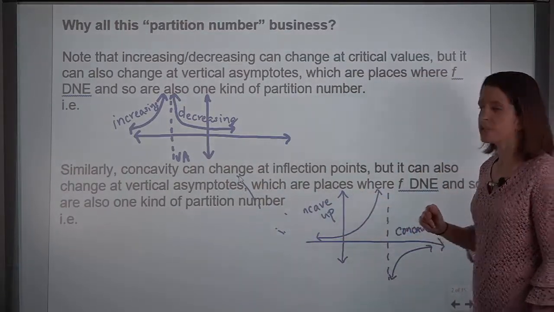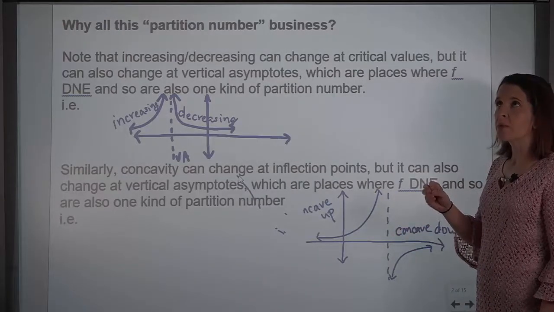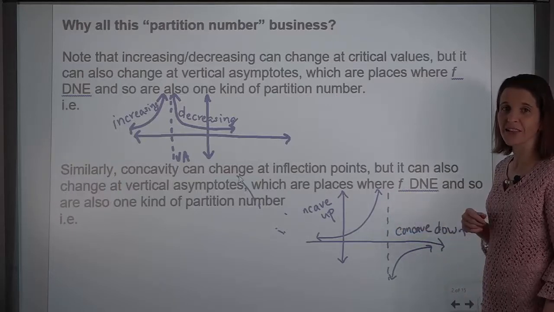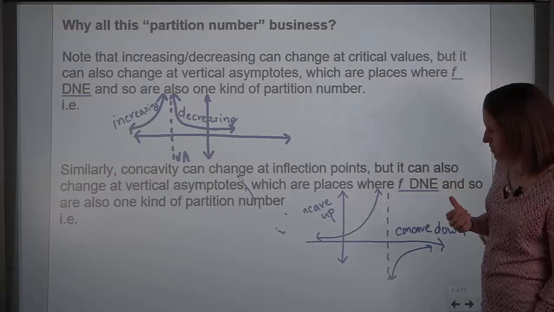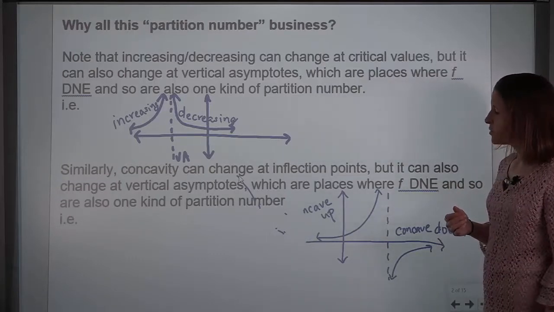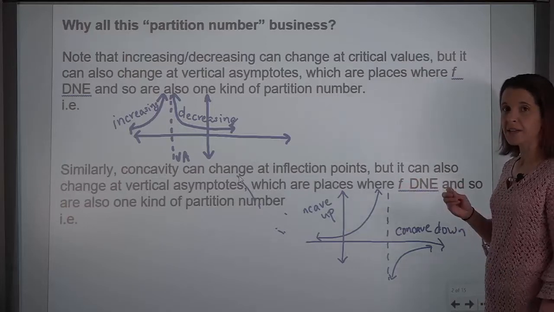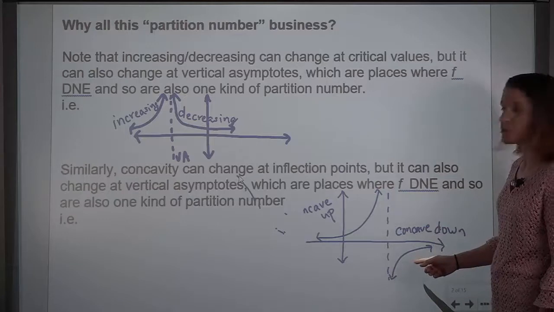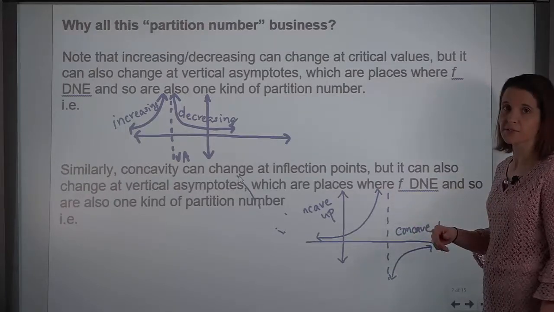Similarly, concavity can change at a vertical asymptote. So we can't actually say there's an inflection point here because it's not even a point on the graph. It's not even part of the function. It's undefined there. But when we talk about the intervals of concavity and we go to sketch it, we could have concave up and then it could change to concave down there. So we're still going to test to the left and right of those.